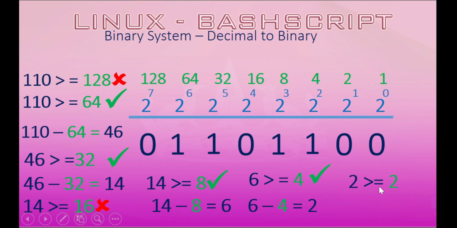Then 2 is greater than or equal to 2. We can do 2 minus 2 actually. So we flip this number here to 1, and you get 0. Of course 0 is not less than 1, right? So we leave the 1 at 0.